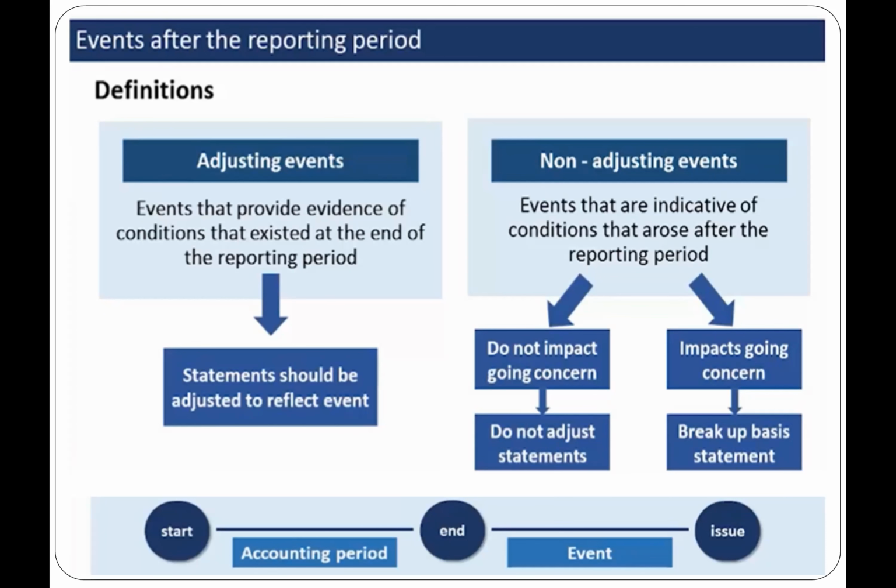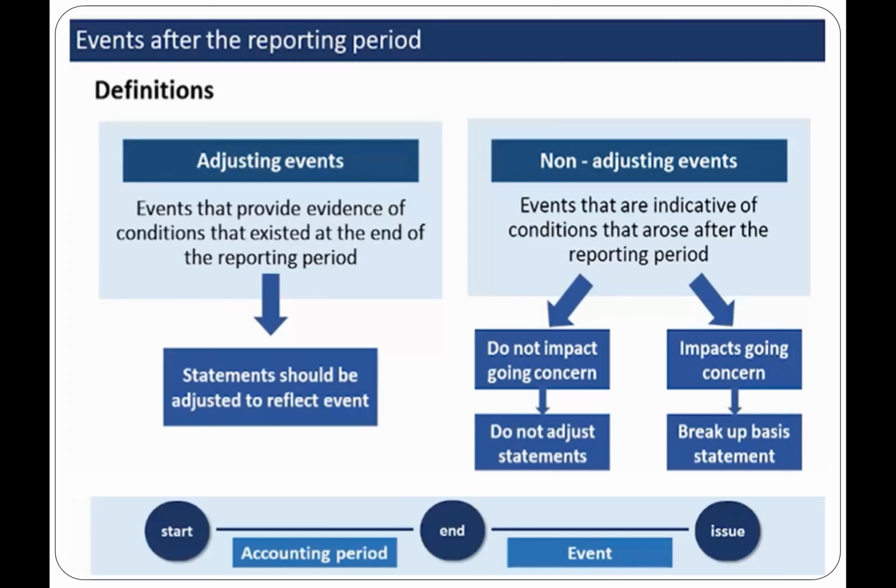So for example, if we've got one branch, and that branch catches fire and we don't have insurance, it means we may not even be able to continue operating because we don't have premises, we don't have stock, we don't have assets anymore, which means we are now preparing our financial statements on a break-up basis. So that's basically how we look at events after the reporting period.